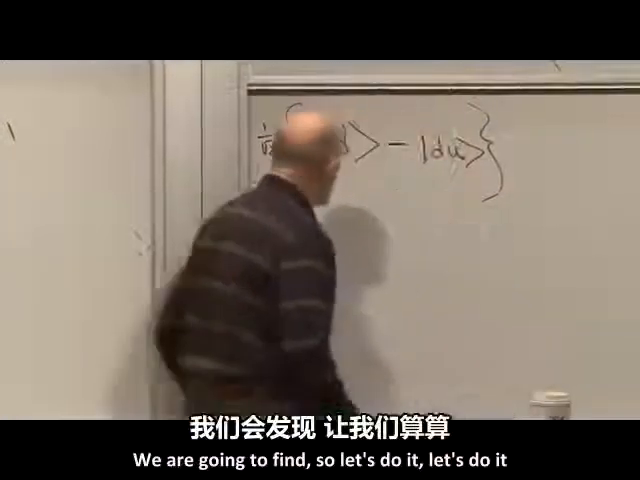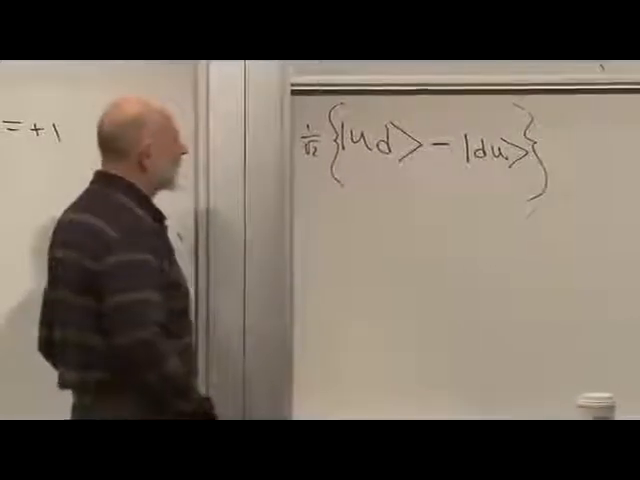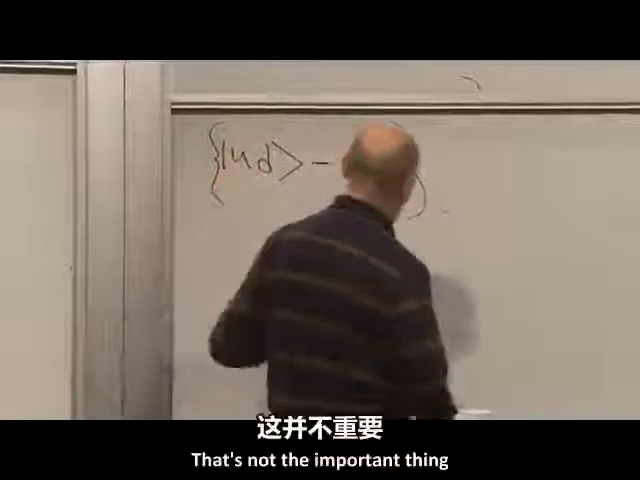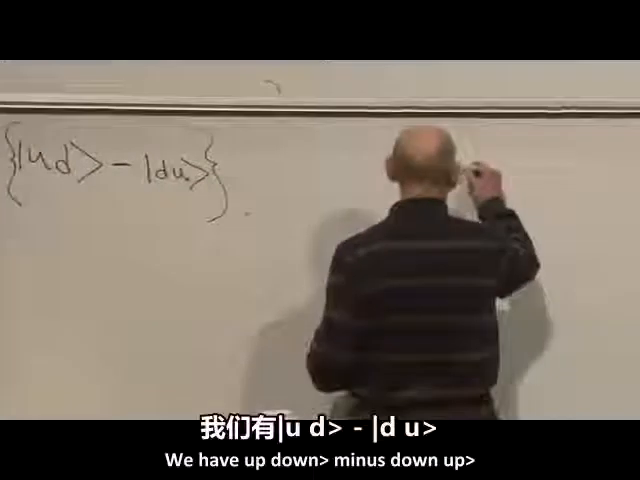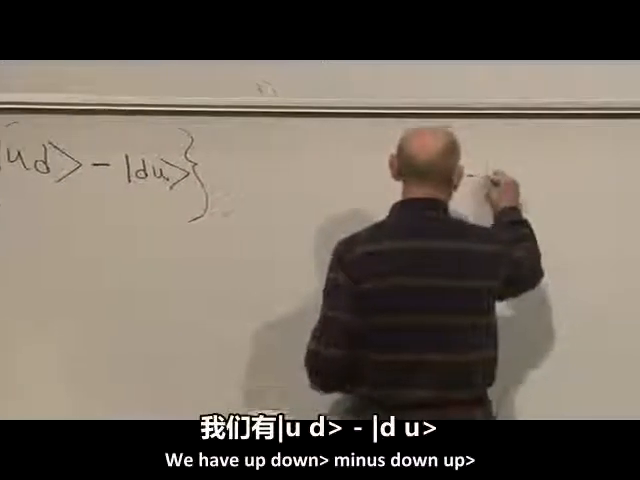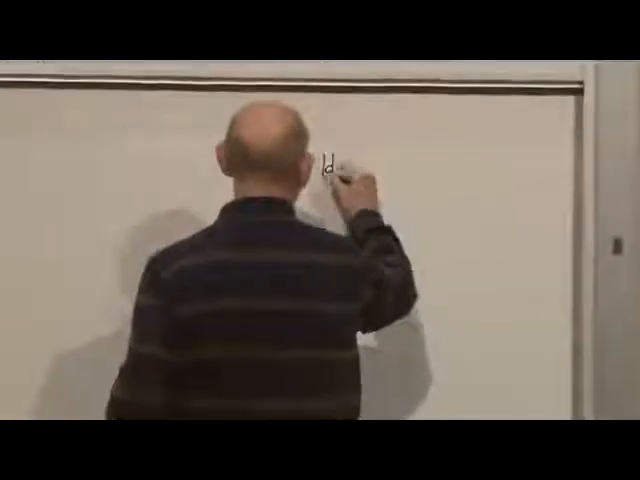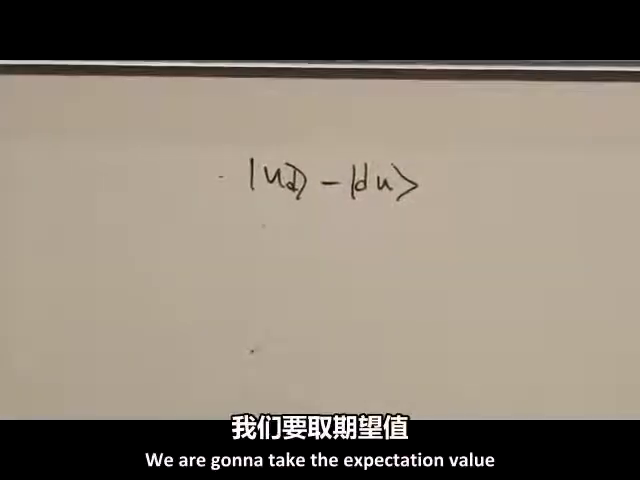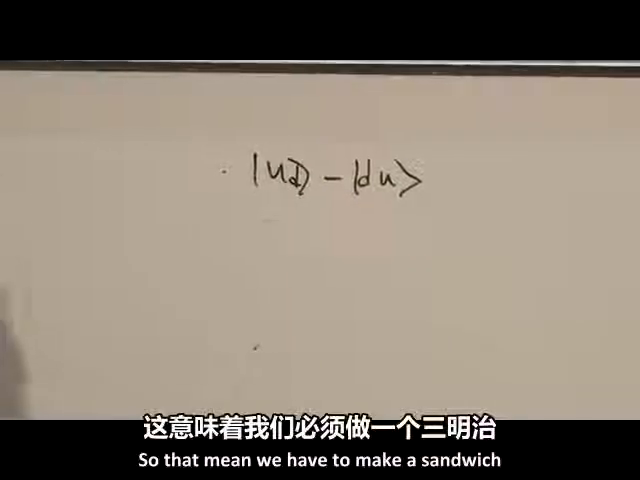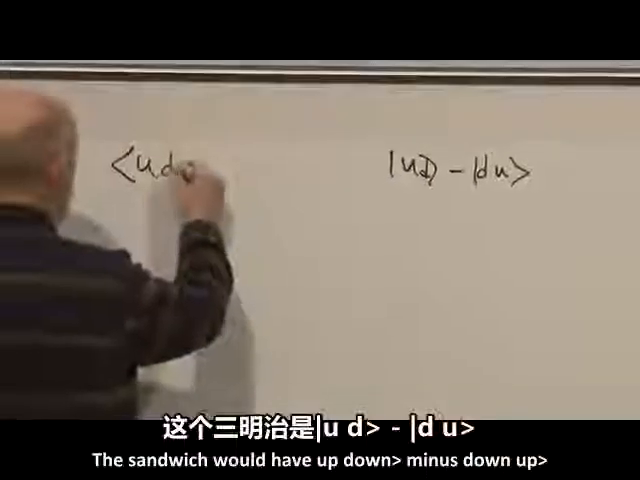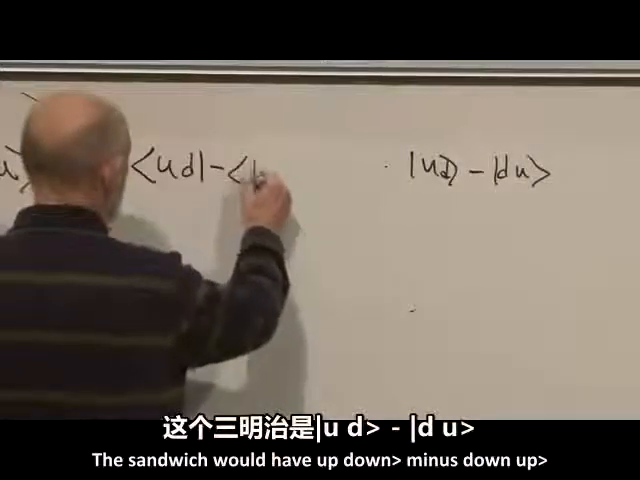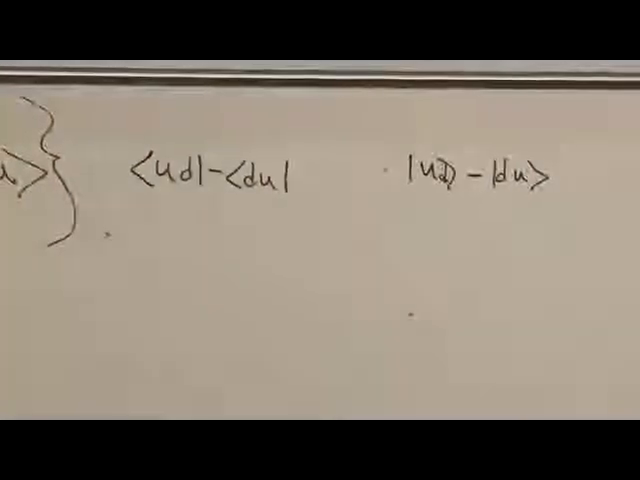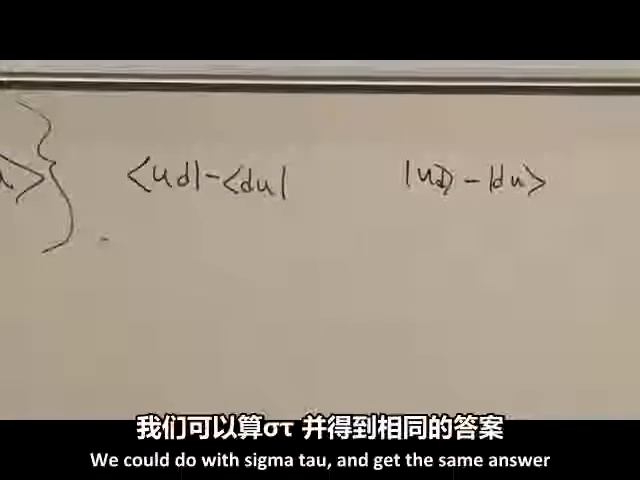Let's do it. The square root of 2 here is not important. We have up down minus down up. We're going to take the expectation value, so that means we have to make a sandwich. The sandwich will have up down minus down up, and in the middle here, we're going to put a sigma. We could do the same with tau. We get the same answer.